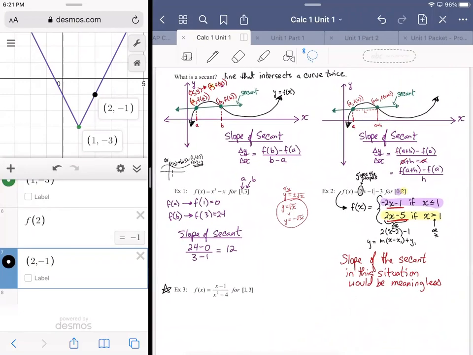All right, so recognizing what kind of function you're working with is really important. So definitely take the time to do that.